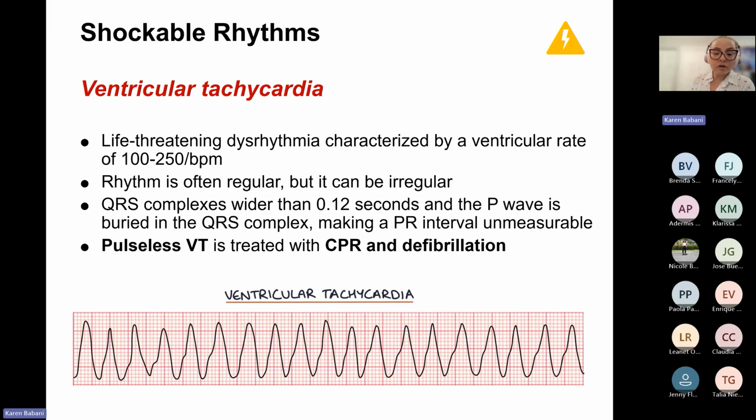Pulseless ventricular tachycardia. What does that mean? You come to the room. You see this rhythm on the monitor. You go and take a pulse. There's no pulse. What is the first thing you do?